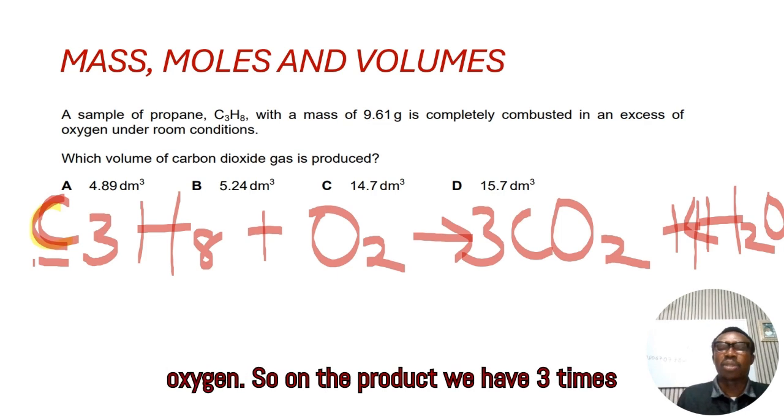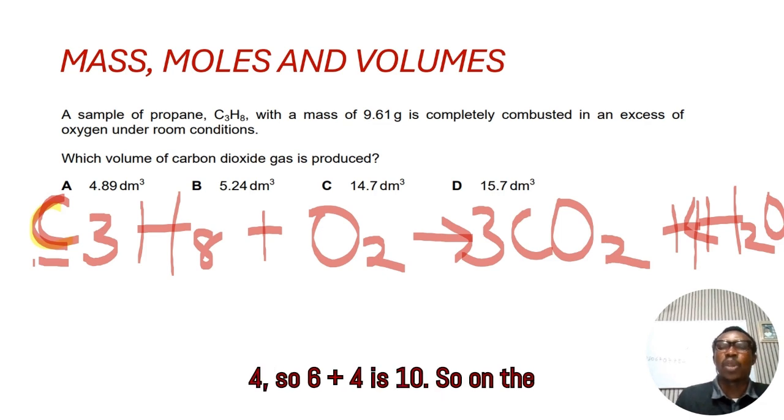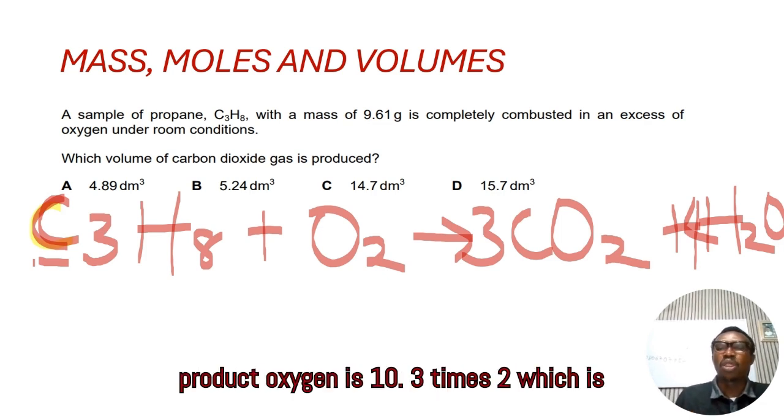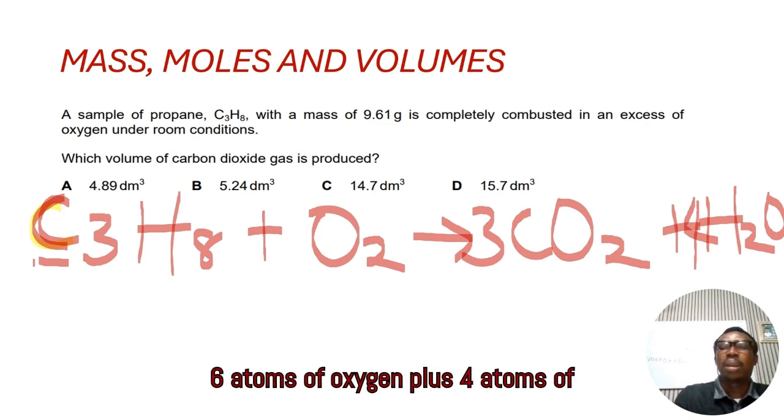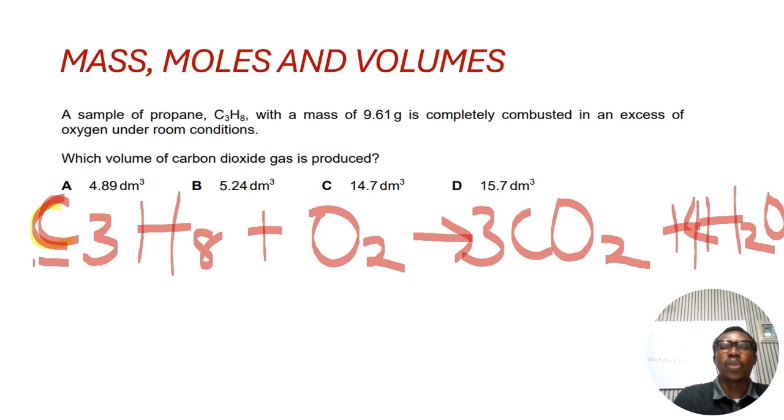What is left is oxygen. So on the product, we have 3 times 2, which is 6, plus 4. Oxygen here is 4, so 6 plus 4 is 10. So on the product, oxygen is 10: 3 times 2, which is 6 atoms of oxygen, plus 4 atoms of oxygen from the water molecules. So 6 plus 4 is 10.